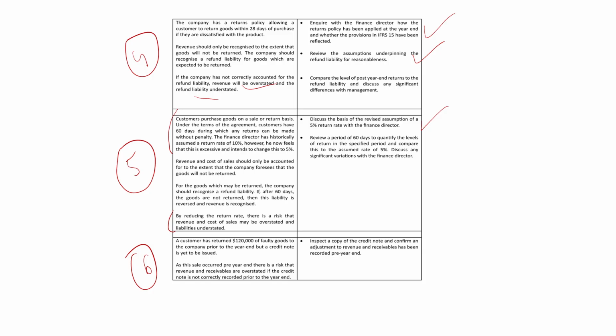The risk is because the return did happen before the year end. This needs to be booked as a sales return. The risk is they might not have done that to show extra revenue. And because of that, your revenue and receivables could be overstated. My plan is I am going to look at that credit note and confirm that the sales return has been booked. So the idea is a very specific plan for this risk because we are talking about a particular order that has been sent back.